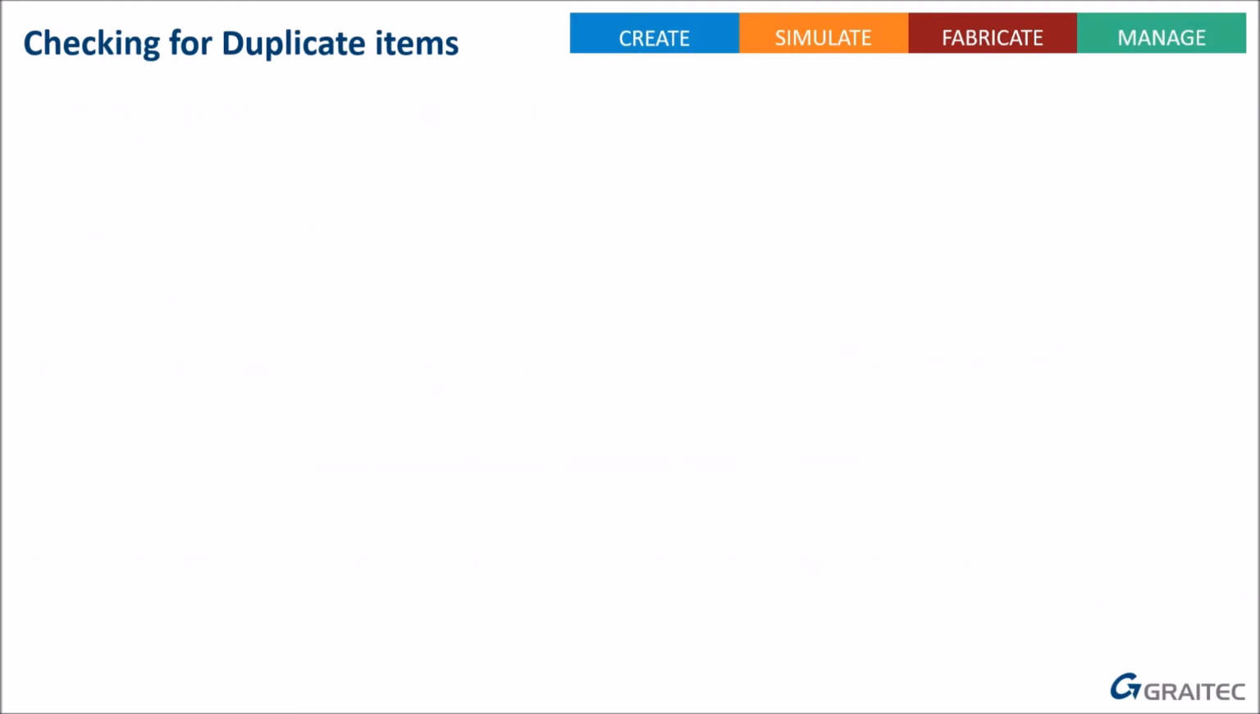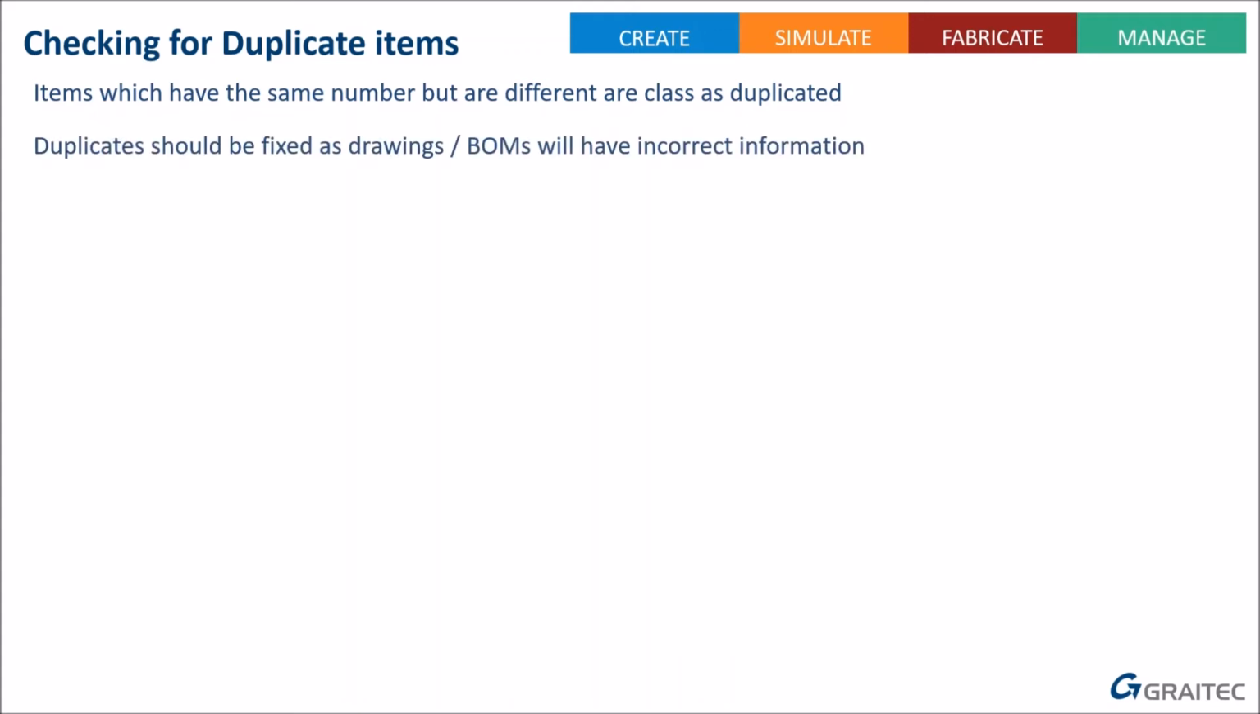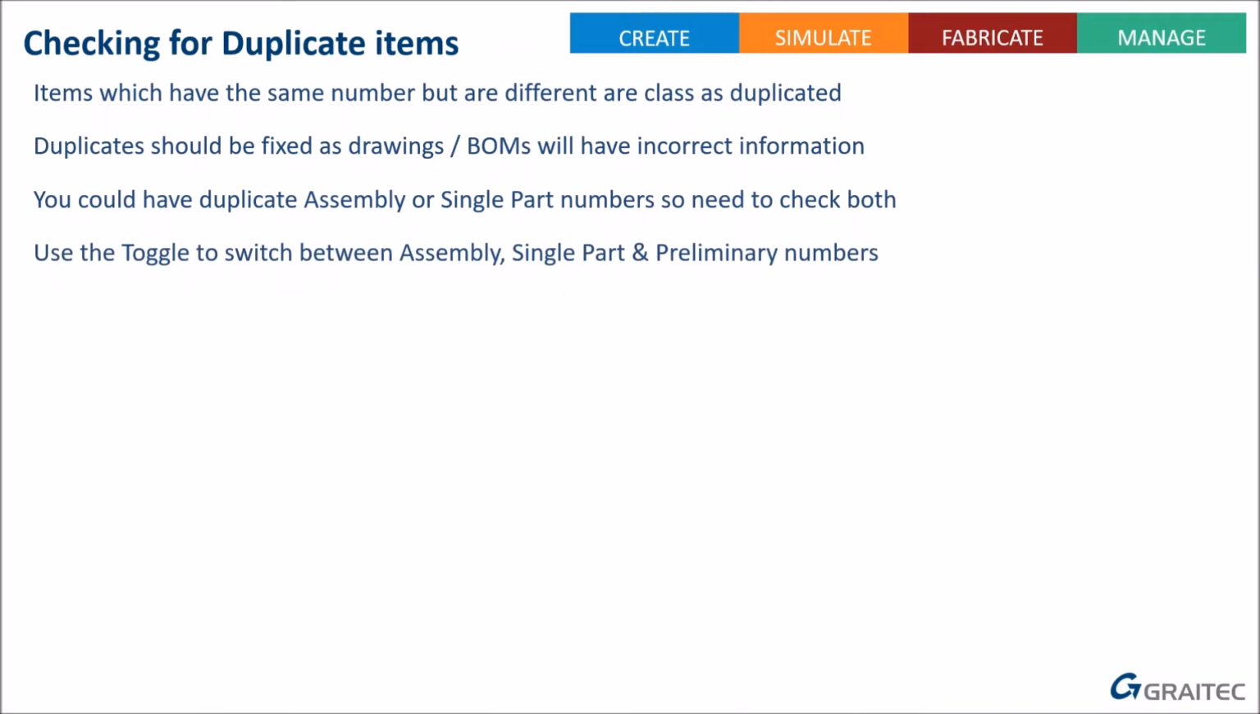Now we're going to look at checking the model for duplicate items. Duplicate items are items which have the same number, but they are different. Something has changed in the model, so the actual objects are different. The system then classes these as duplicated items. You need to fix your duplicate items because your quantities in your drawings, and even the content of the drawings and your bills of materials, will be incorrect. You can have duplicate assembly or single part numbers, so you do need to check both.